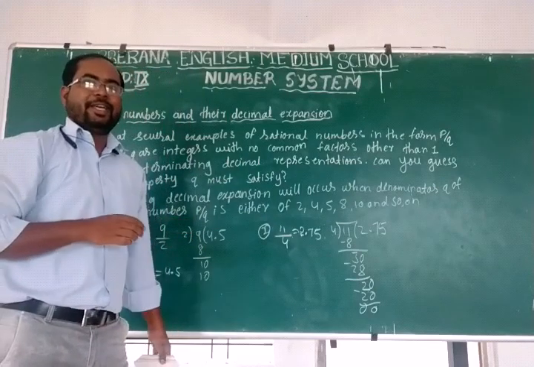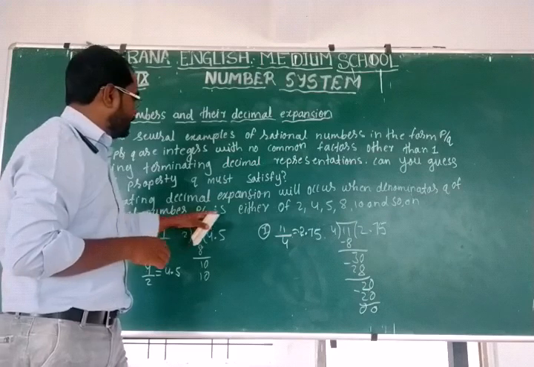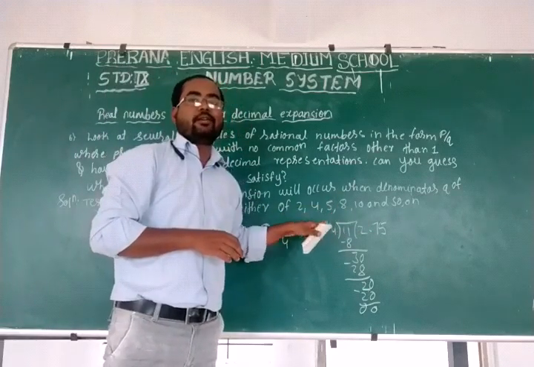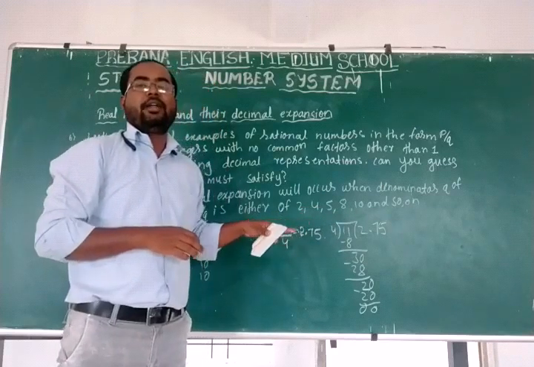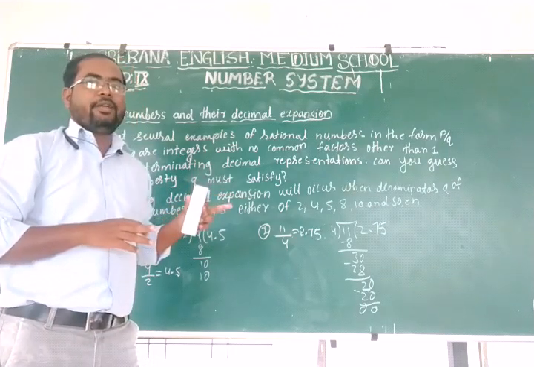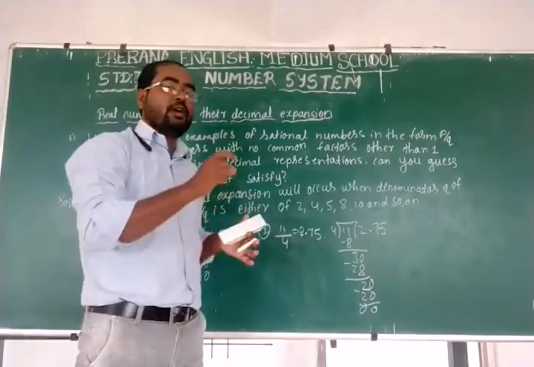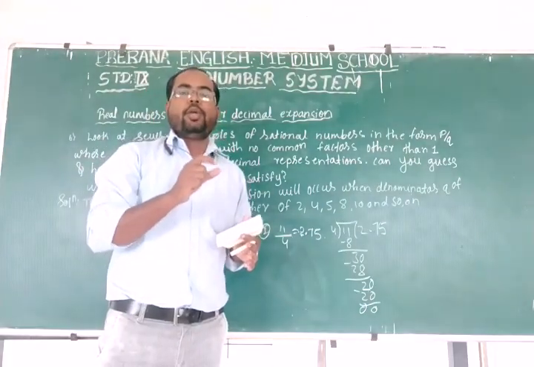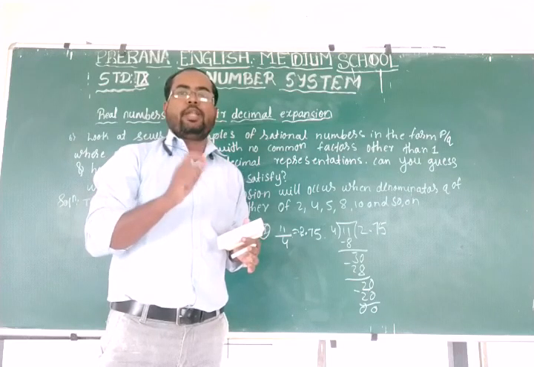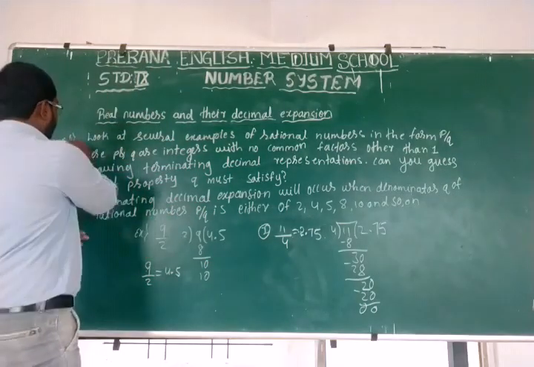Then what property must q satisfy? I have taken the numbers as 2, 4, 5, 8 and 10. The prime factors of these numbers are 2 and 5, or both 2 and 5. So q must satisfy the property that the prime factors of the denominator q must be 2 and 5: only 2, or only 5, or both 2 and 5. So I will write on the side.